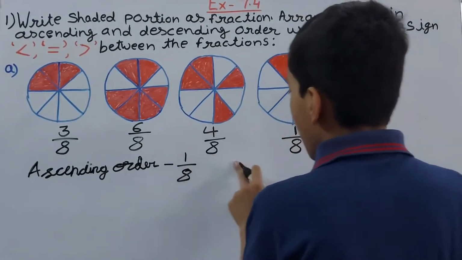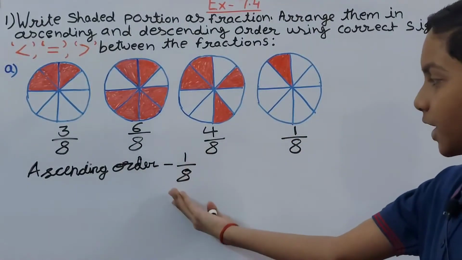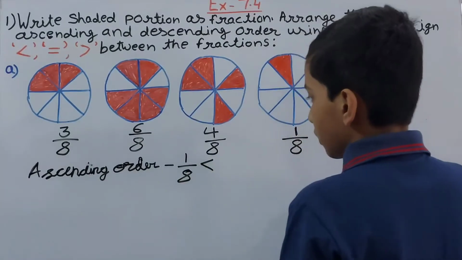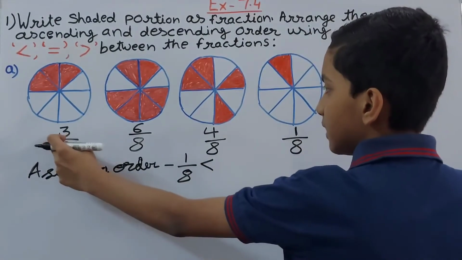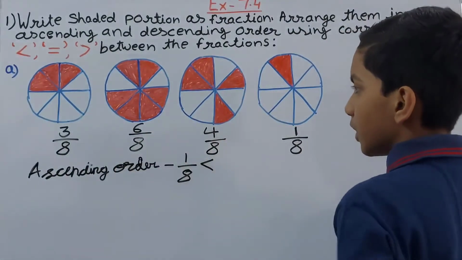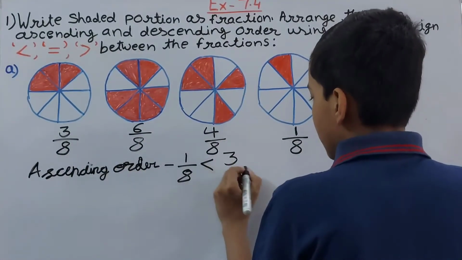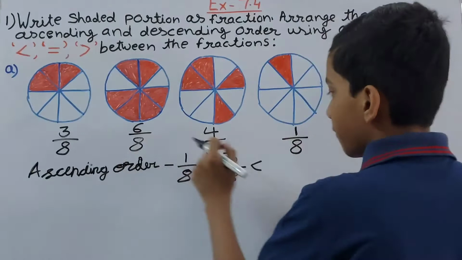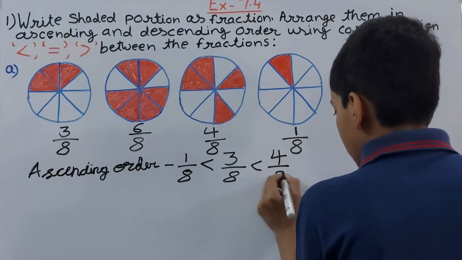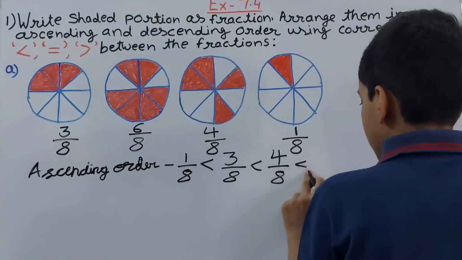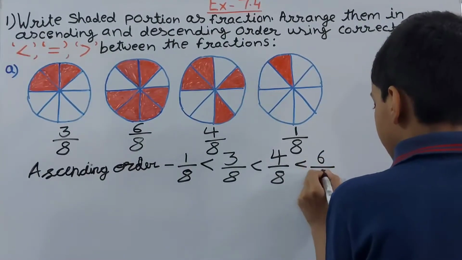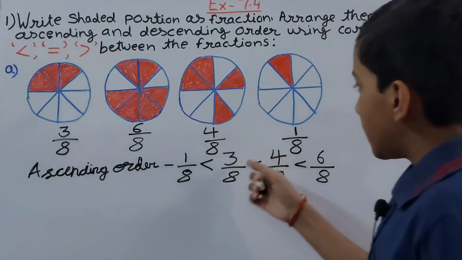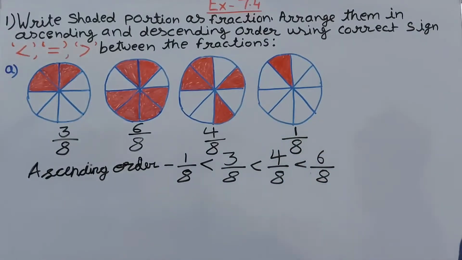Now friends, the second fraction we write will always be greater than our first fraction. So which symbol will we use? As we know, this one. Now 1 upon 8 we have used, so 3 upon 8, 6 upon 8 and 4 upon 8 remain. Of course, 3 upon 8 will be the next fraction. Same way, the same sign again. Then 4 upon 8, and in the last, 6 upon 8. So as you can see, we have written the ascending order: 1 upon 8, 3 upon 8, then 4 upon 8, then 6 upon 8.